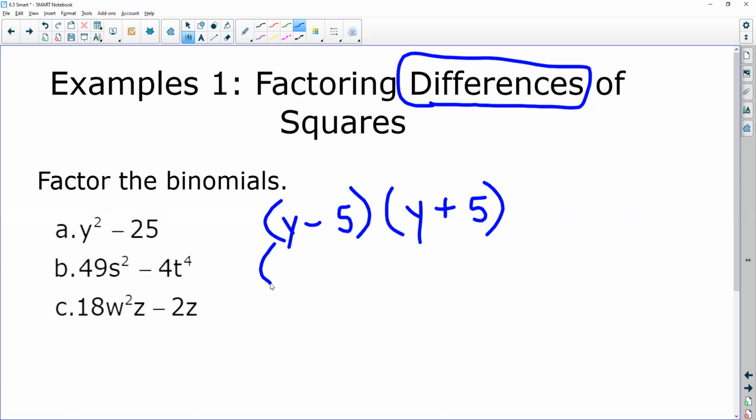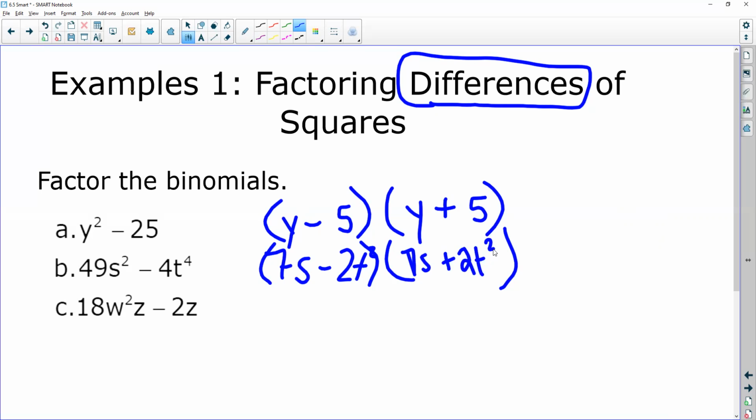So I'm going to basically figure out what the squares are. 7 is the root of 49. S is just the root of s squared. Minus 2, since 2 times 2 gets me 4. And t squared times t squared gets me t to the 4th. So it's going to be 7s minus 2t, 7s plus 2t. That's all there is to it.